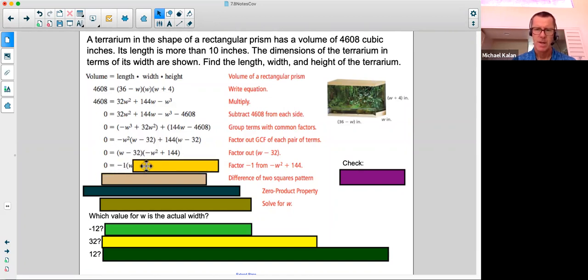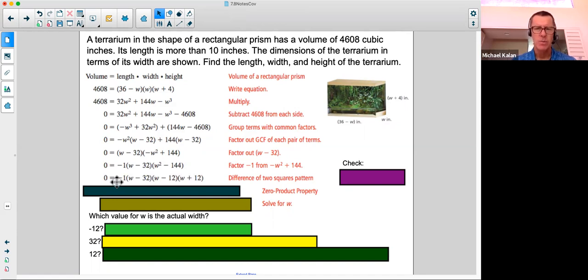No. Can I factor, look what happens here if I take a negative 1 out of this. I get W squared minus 144. And what is W squared minus 144? It's a difference of 2 squares, right? So I could factor that further to W minus 12, W plus 12, still bring down the W minus 32 and bring down this negative 1.